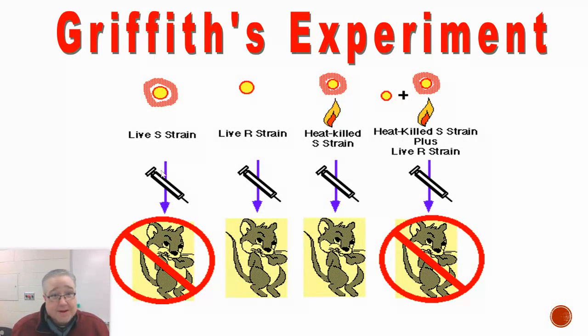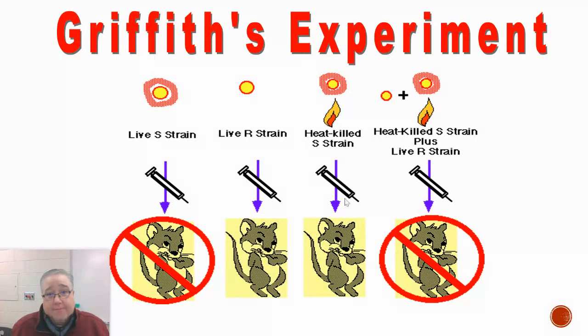So not really anything surprising there in that first trial. Now, in the second trial, he took the R strain, which normally doesn't cause disease, and he injected that into the mice. And again, no surprise, the mice lived because the R strain doesn't cause disease. So the mice lived.